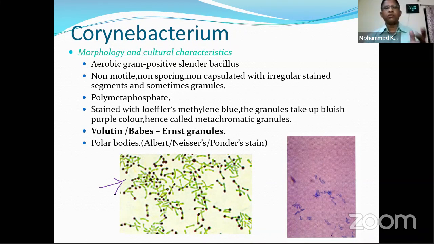Two, green color bacilli. Though diphtheria is aerobic gram-positive, it is only weakly gram-positive. That's the reason you use a special stain like Albert stain, which has malachite green in it, so they take up green color. So how do you describe diphtheria? Green color bacilli with bluish black metachromatic granules at the polar ends. These granules are also given different names like volutin, Babes-Ernst granules.